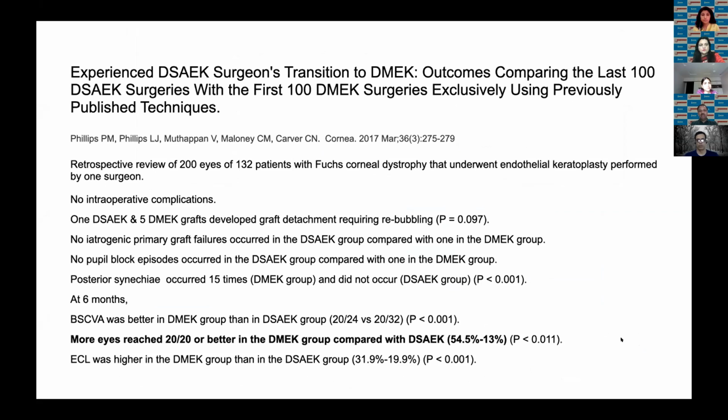How about the learning curve? This paper compared an experienced surgeon's last 100 DSEK cases to the initial 100 DMEK cases, and they found that the visual outcomes were better in the DMEK group. They did not have significant complications. The pupillary posterior synechiae were slightly more. A greater number of eyes required rebubbling, but more eyes reached 20/20, almost 55% compared to 13% in the DSEK group.